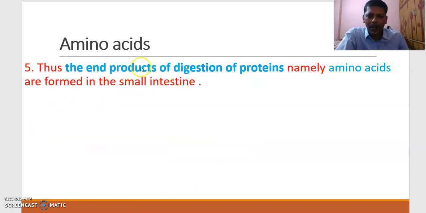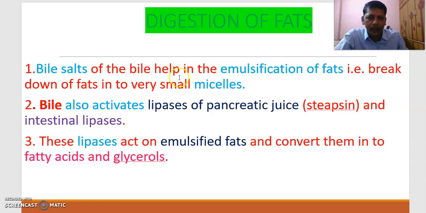Okay, amino acids, the end products of digestion of proteins, are formed in the small intestine. Amino acids are not formed in our stomach; amino acids are formed in the small intestine. Then the digestion of fats. How are fats digested?